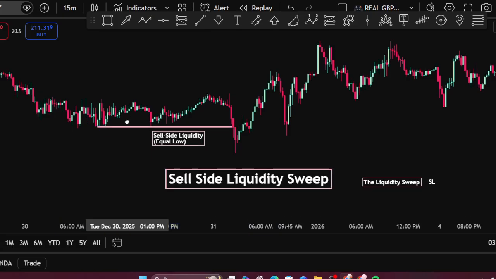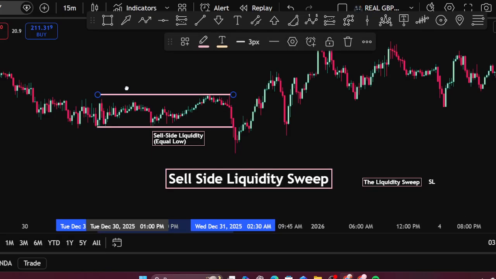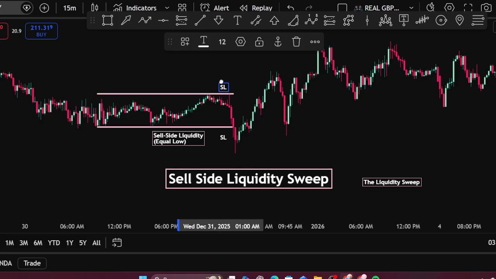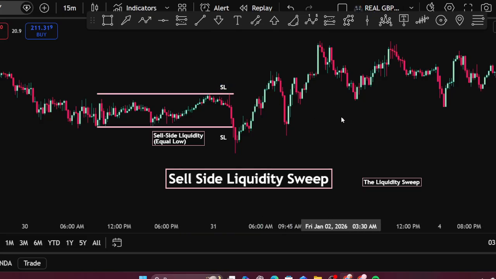Remember, the market likes to consolidate, and we have multiple touches, and you also know that stop losses are in both directions. We're just trying to see which stop losses the market wants to trigger first. Will it be the buy side or the sell side? You can clearly see that the market wanted to go to the sell side first.